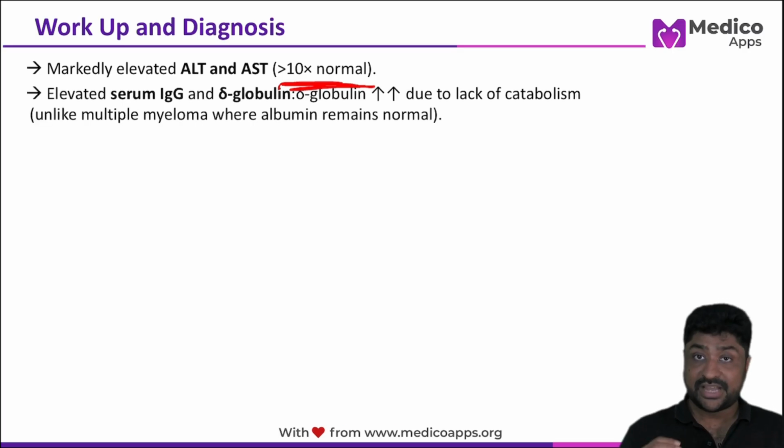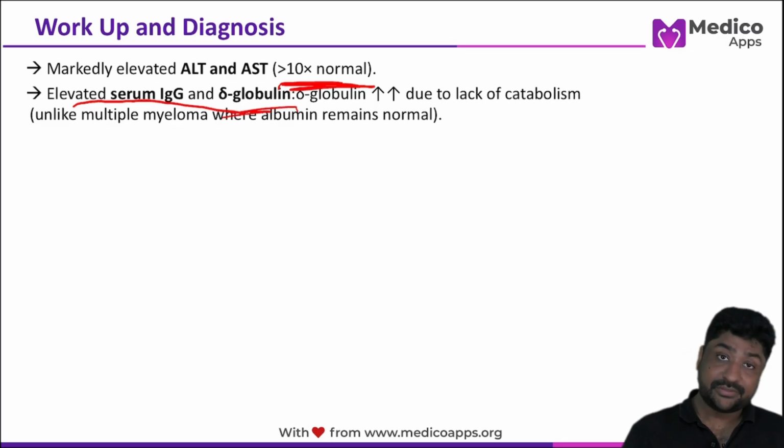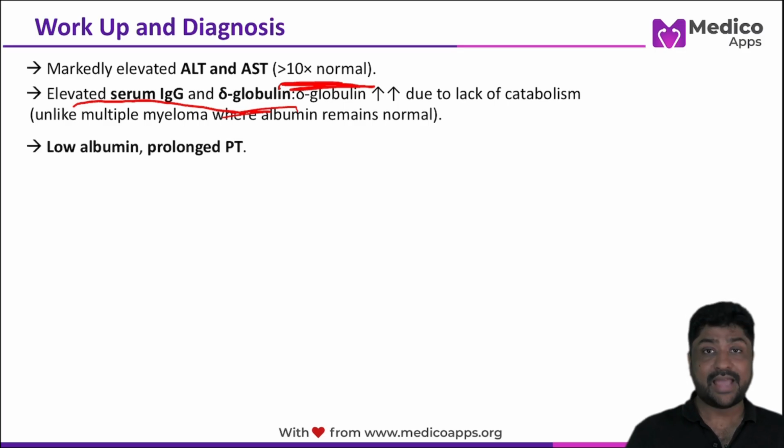Next, look at the serum proteins. You'll find elevated IgG and gamma globulins because of impaired catabolism. This helps differentiate it from conditions like multiple myeloma, where albumin remains normal. Here, albumin is usually low, and prothrombin time is prolonged, reflecting impaired synthetic function of the liver.